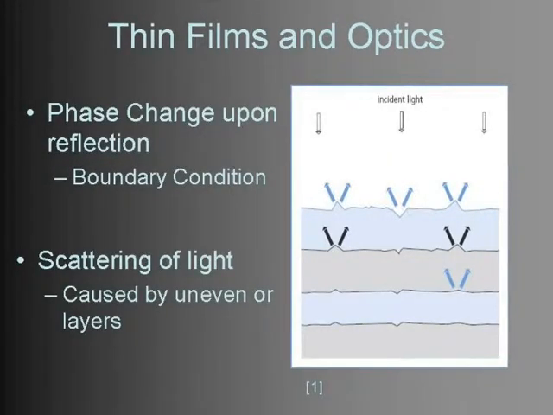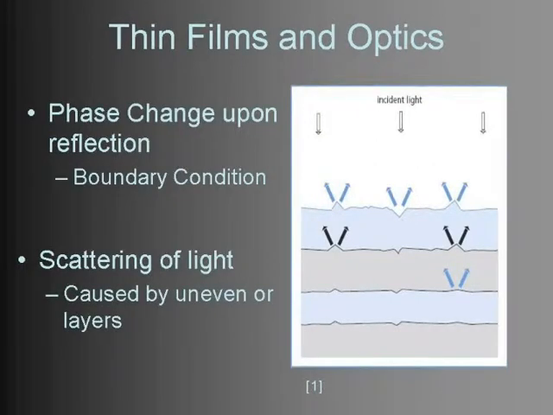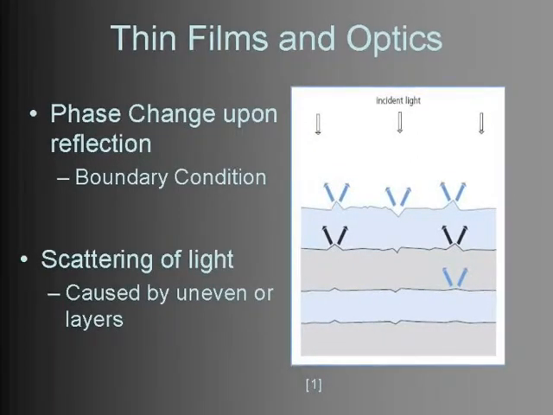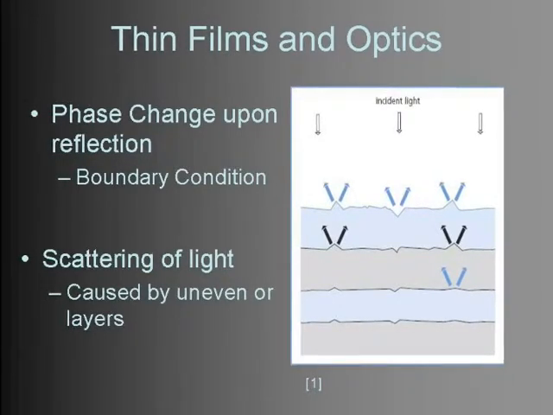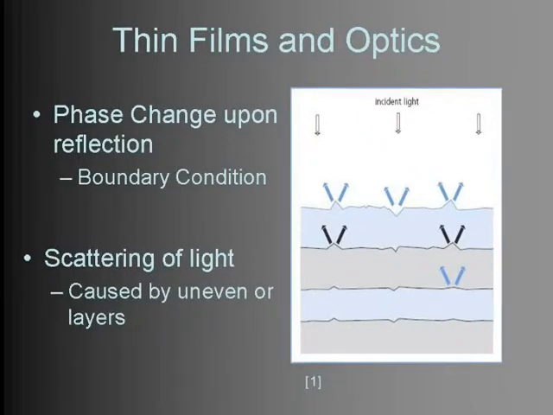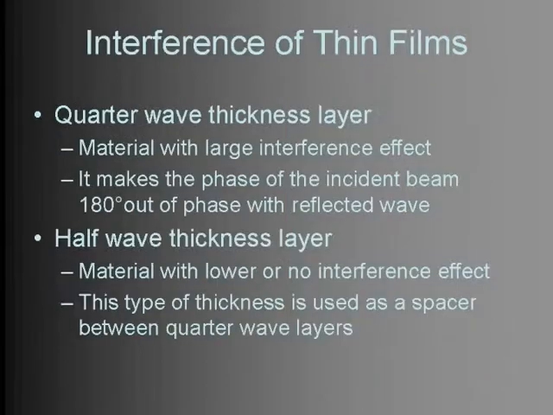As I mentioned before, the interaction between light and a medium will cause a reflection and a transmission of that light. There's also some phase change. The phase change is determined by the boundary condition of the light incident on the medium. There's also some scattering of the light. This is caused usually by uneven surfaces or layers of coatings, or in this case, some non-homogeneous property of the medium.